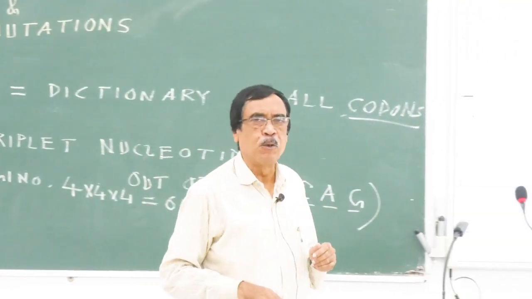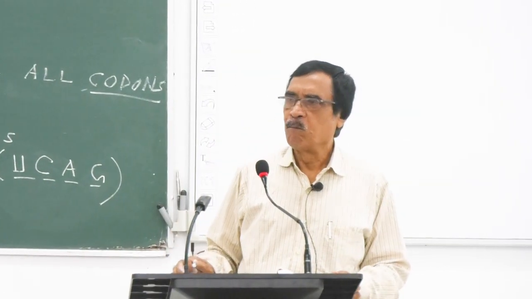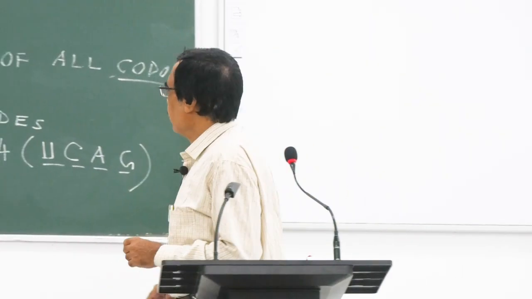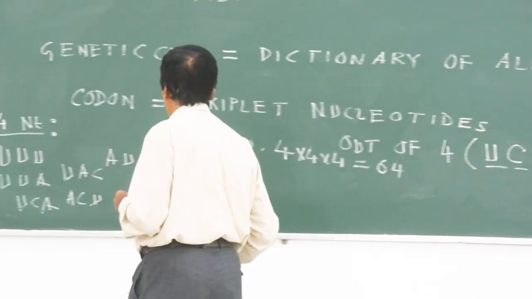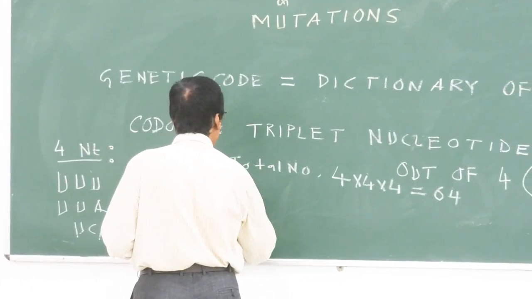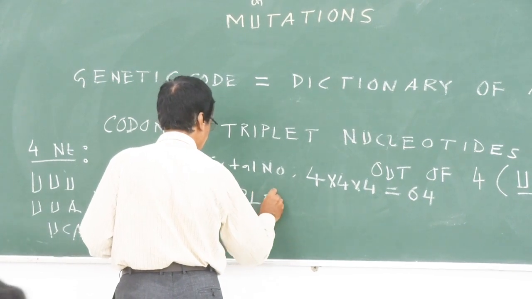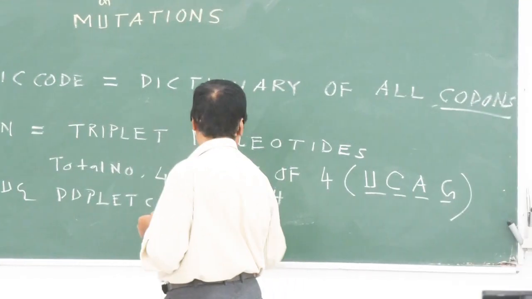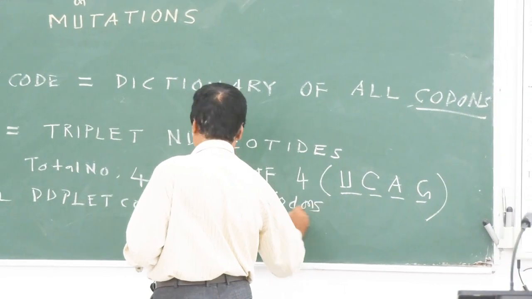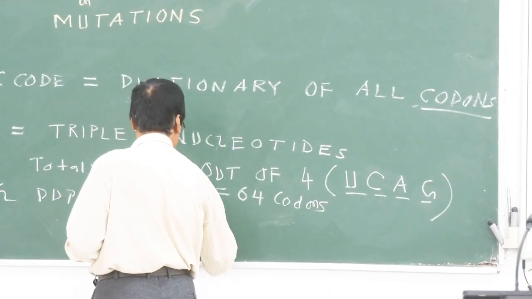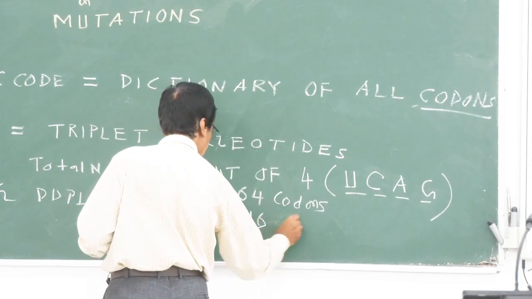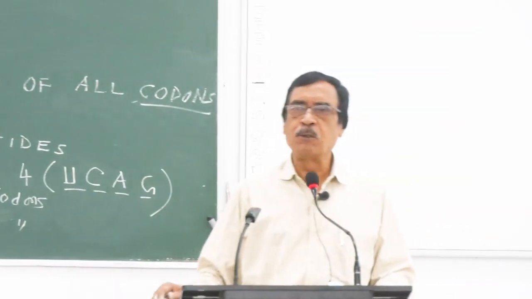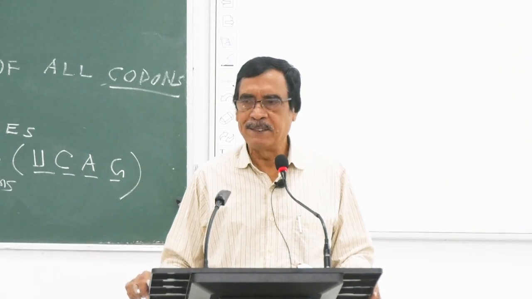I will show how 64 codons will be derived from the 4 nucleotides. If it were a duplet codon, how many codons would there be? If it were a duplet codon, there would be 16 codons, but there are around 20 amino acids, so 16 codons are not sufficient for 20 amino acids.